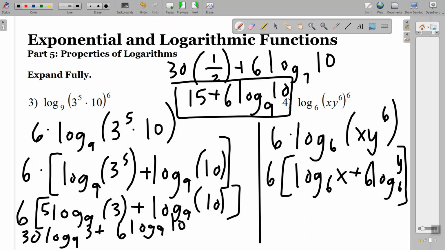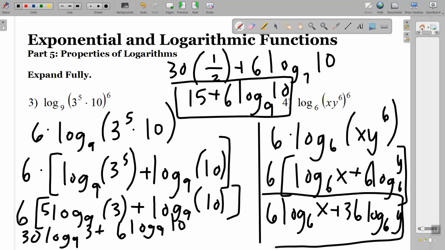All right, and then I can distribute: 6 log base 6 of x plus 36 log base 6 of y. That would be a good final answer for that one.